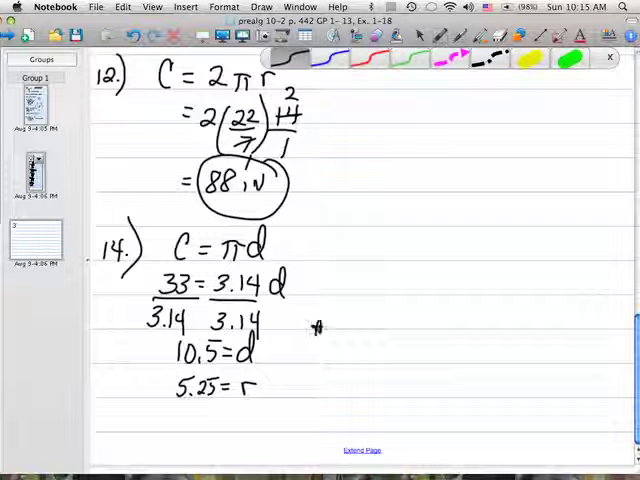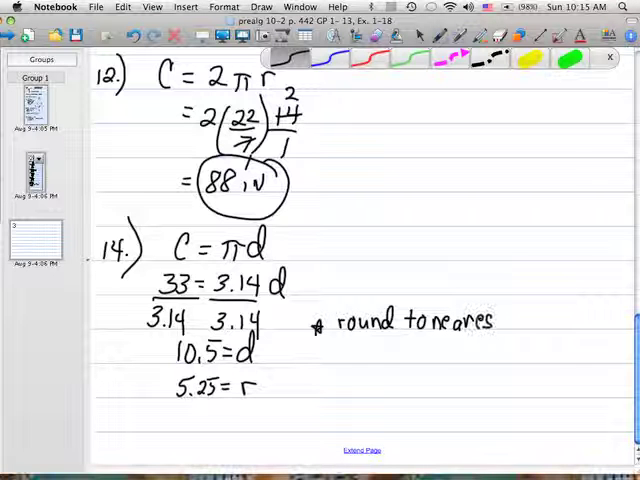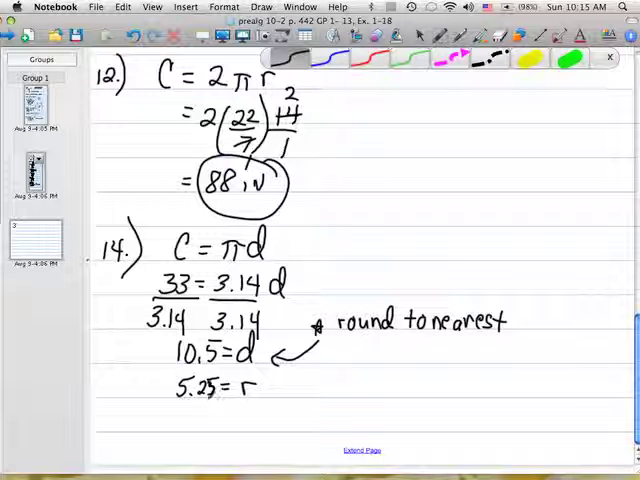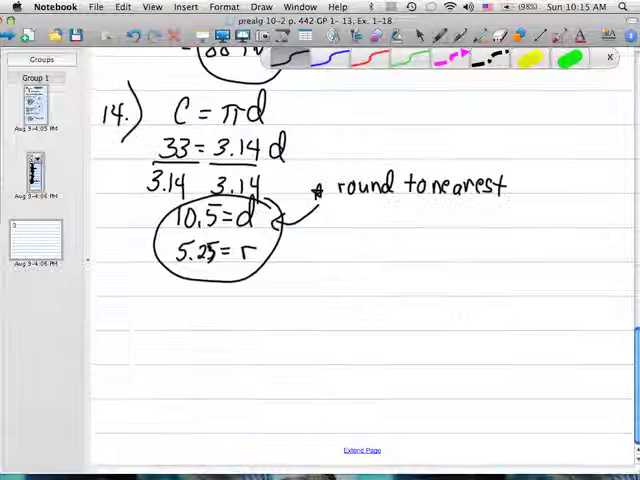Remember, round to the nearest tenth when you have a decimal that keeps going forever. So that's going to be rounded to the nearest tenth. The book actually gives the answer as 5.5. So you could leave that there, or I would accept 5.3 also.